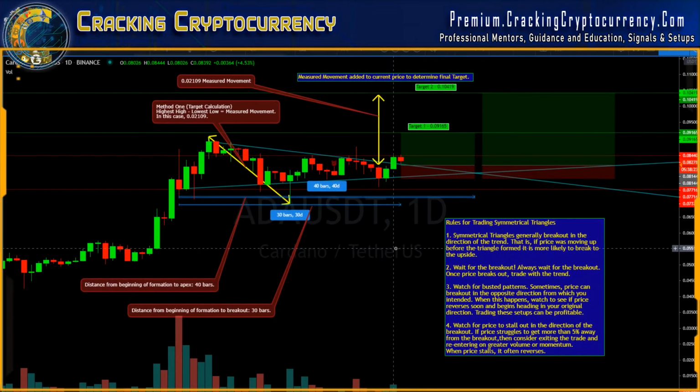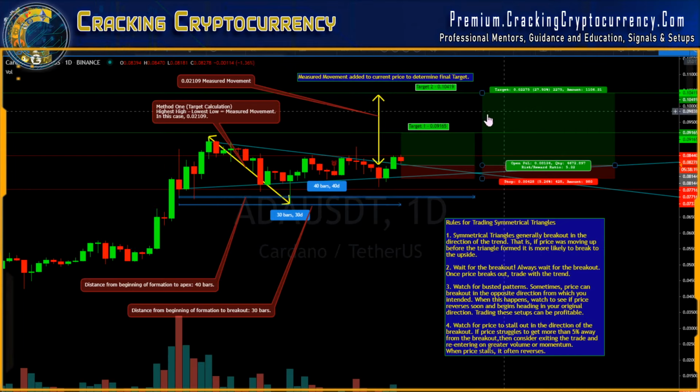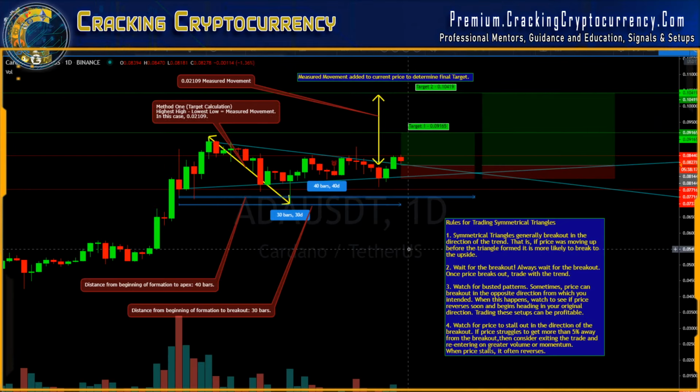So it's pretty neat. All right, so we talked about the measured movement of 0.02109 and the two take profit targets for ADA USDT. The third piece of advice here for trading symmetrical triangles is watch out for this phenomenon known as busted patterns. Bulkowski refers to these as busted patterns. So sometimes price breaks out in the opposite direction from what you intended.